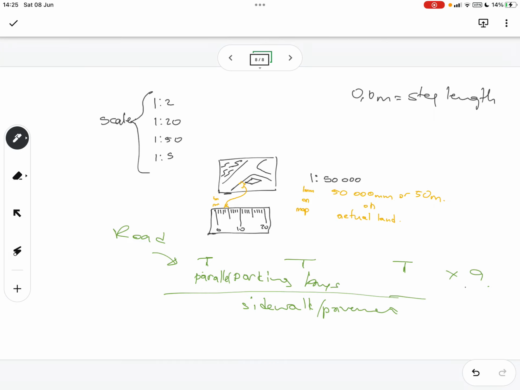66 human footsteps. Okay, that's a bit of a stretch. But if you take the average step length to be 0.6 meters, let's see if that checks out mathematically. So we're gonna take 50 meters and divide it by, well, I get 83. And that's because my step length is 0.6. So I'd have to walk 83 times to get 50 meters.